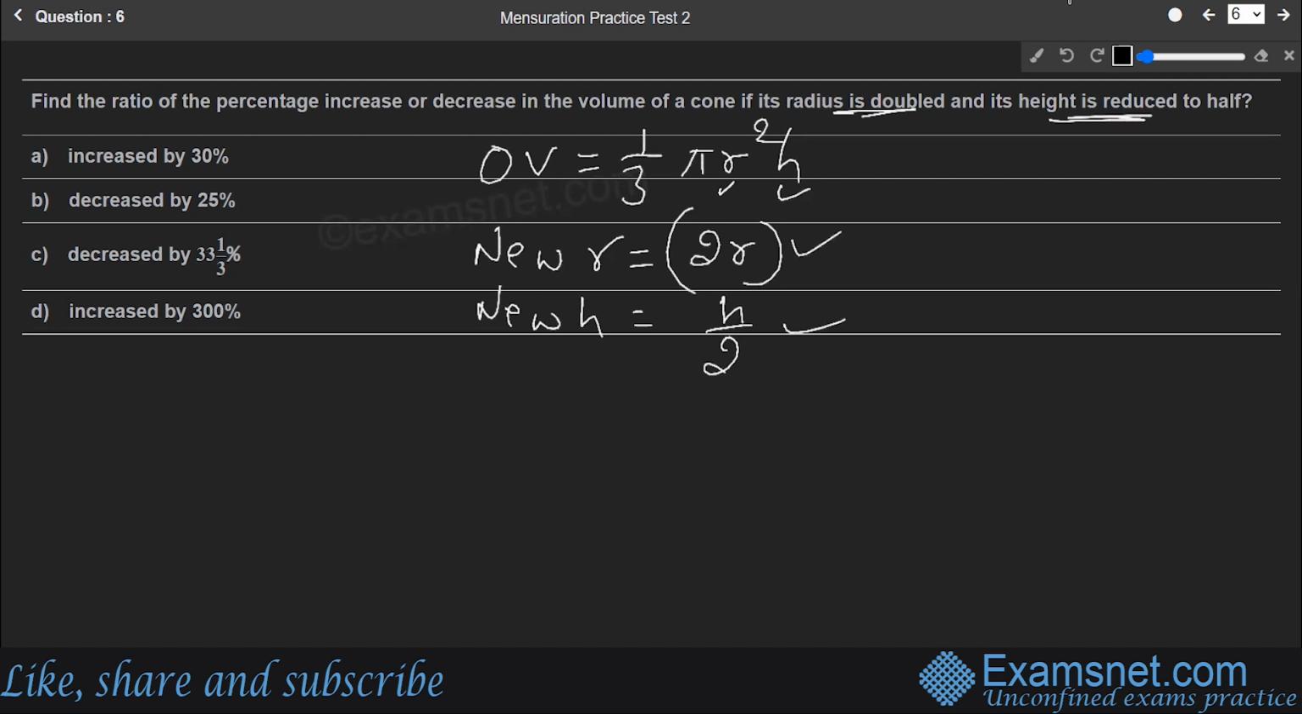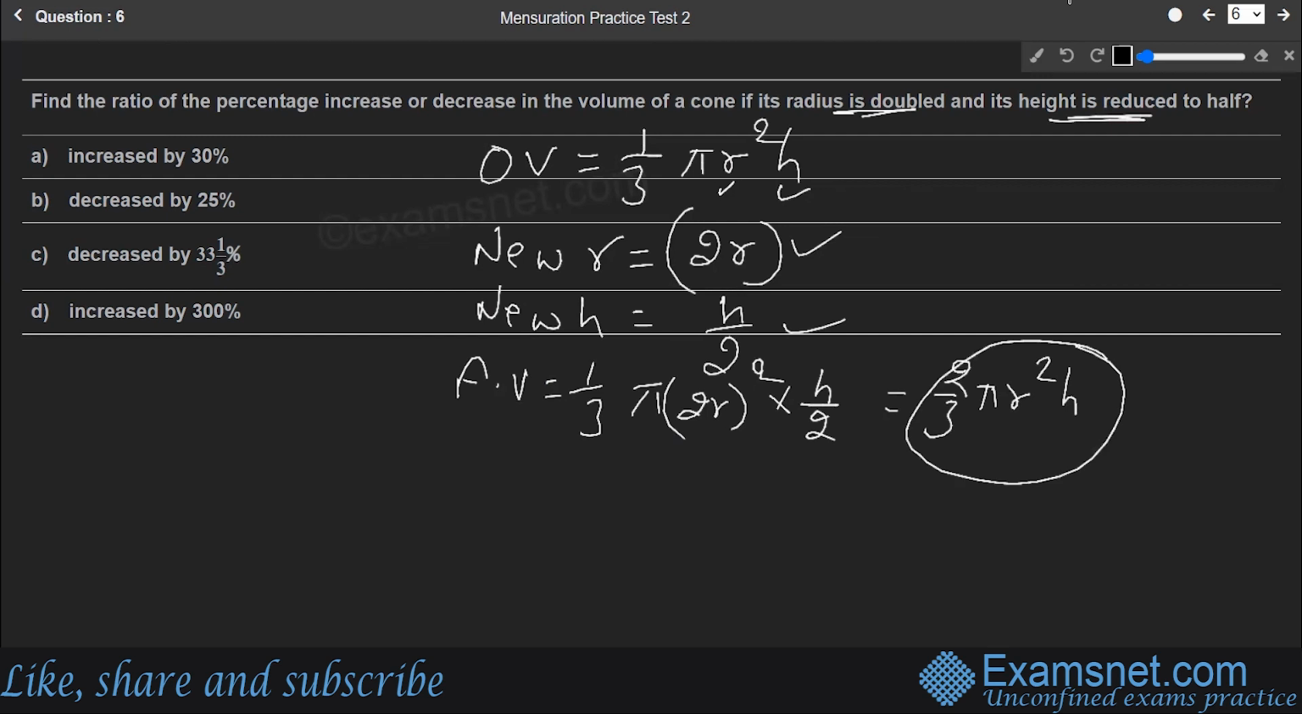Now with this new radius and new height, let us find out the final volume. The final volume is going to be again 1 by 3 pi r square h. So pi into, in place of r we'll put 2r square, in place of h we'll put h by 2. So this is what will be the final volume. If we solve this further, this comes out to be 2 by 3 pi r square h. So this is the final volume, and this is the initial volume.